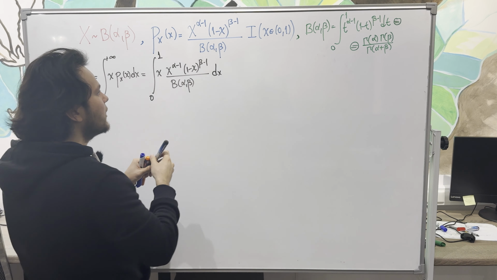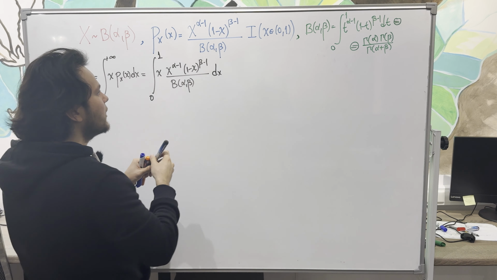So for the variance, we have the following formula. We know that the variance of x, of any random variable, is given by the expected value of x squared minus the expected value of x, and the whole thing squared. Okay? So from here, we already computed the expected value of x. We already know that this is equal to alpha divided by alpha plus beta.